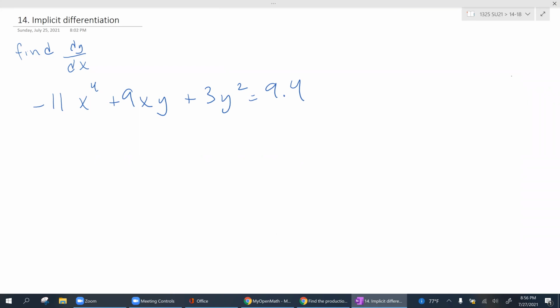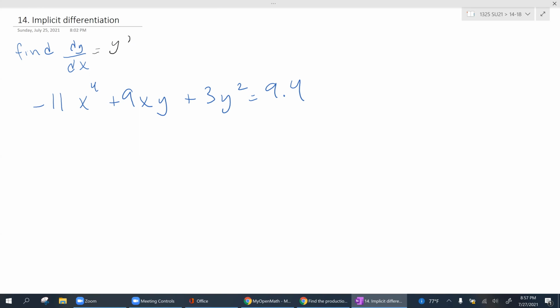14, homework 14. Implicit differentiation. They want us to find y prime, but we determined that this is equivalent to dy over dx. You're going to see me using y prime more often than dy over dx, but just know that they can be used interchangeably. So here you're going to be given a function, and we're going to go ahead and derive.